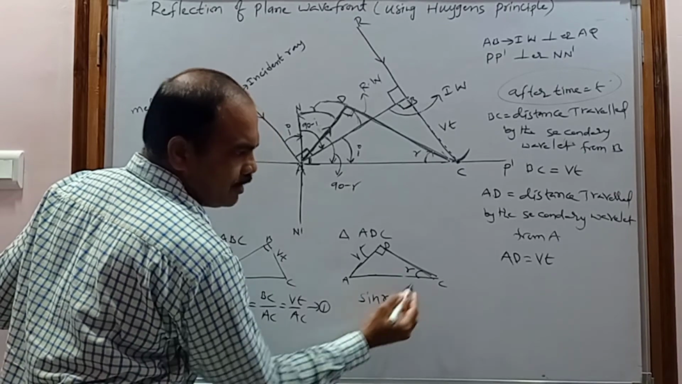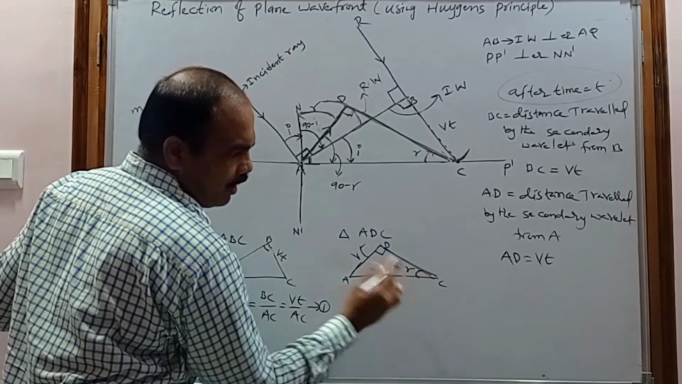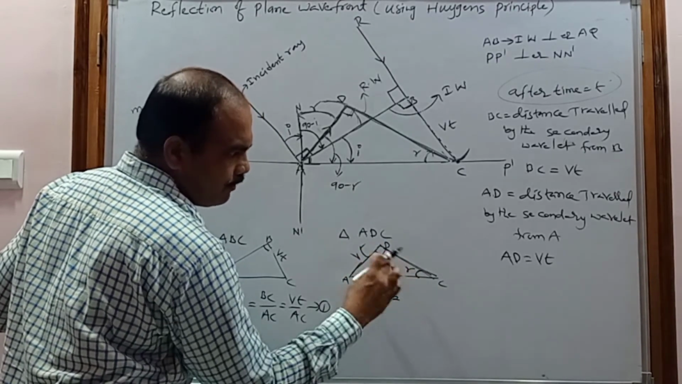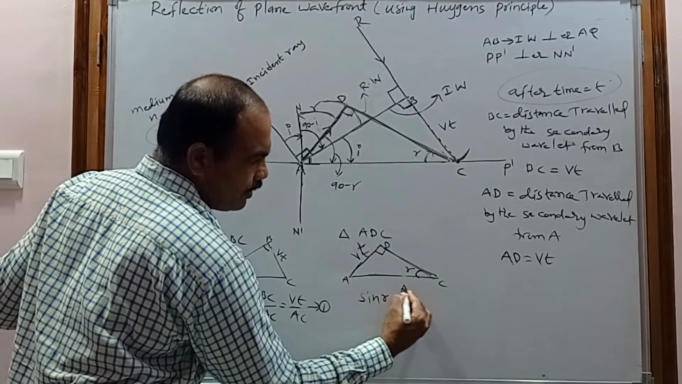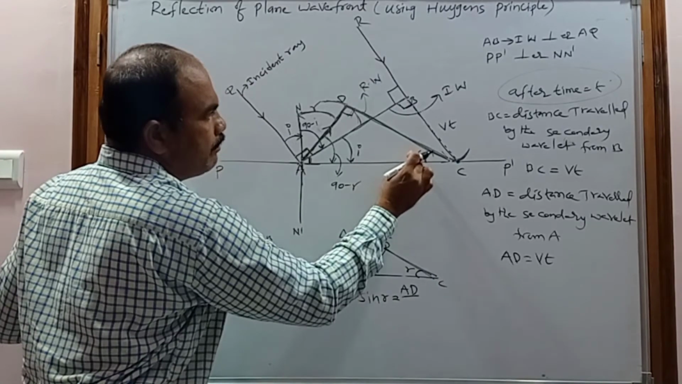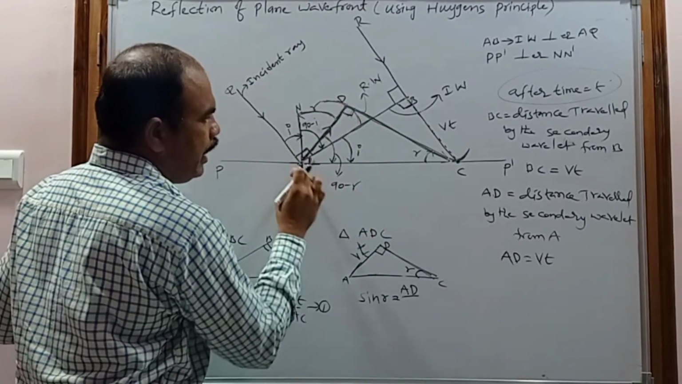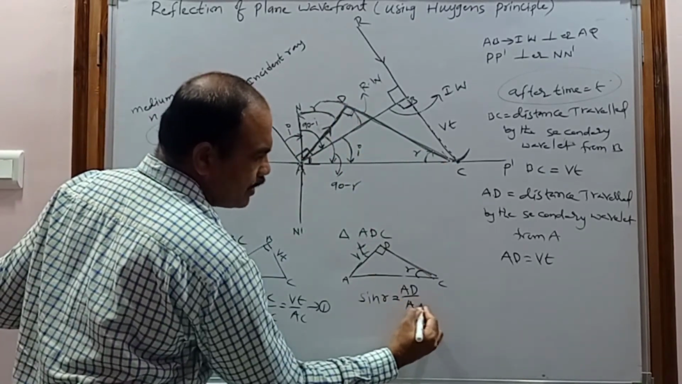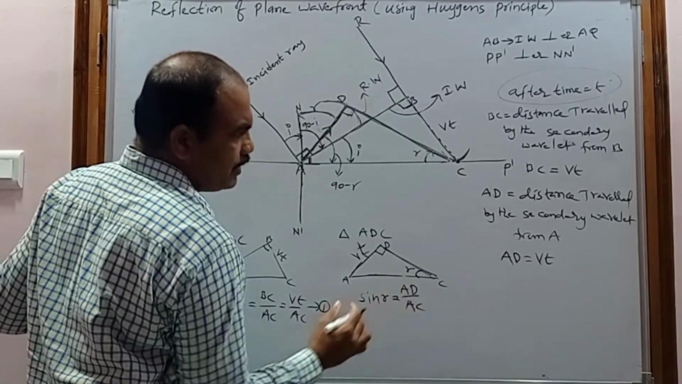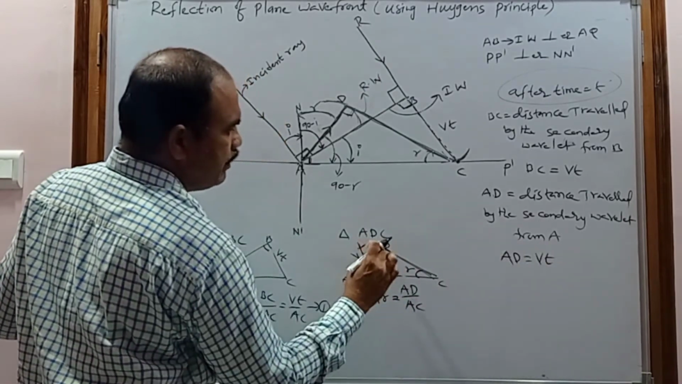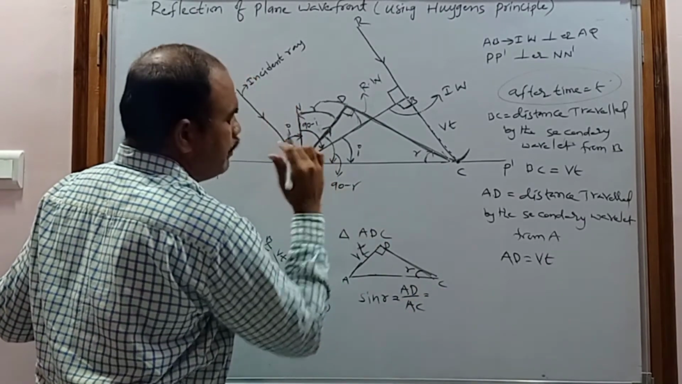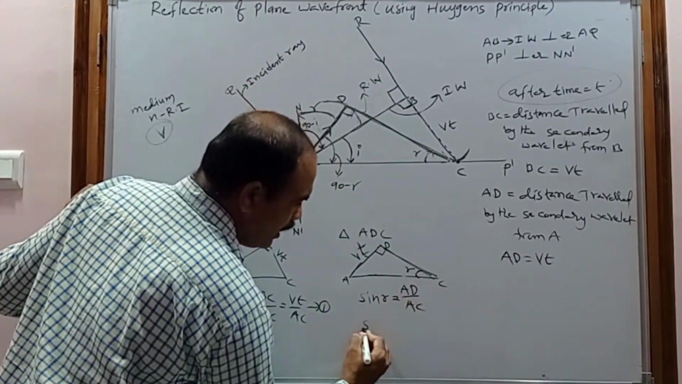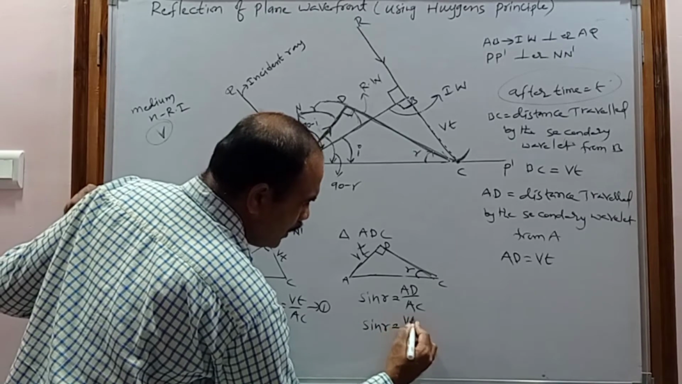So in this triangle I am going to calculate the sin R. Sin R is nothing but, for R, opposite side by hypotenuse. For this R, which is the opposite side? AD. By hypotenuse, which is AC. But AD is nothing but VT, the distance traveled by the secondary wavelet which is coming from A. So that's why sin R equal to VT by AC.